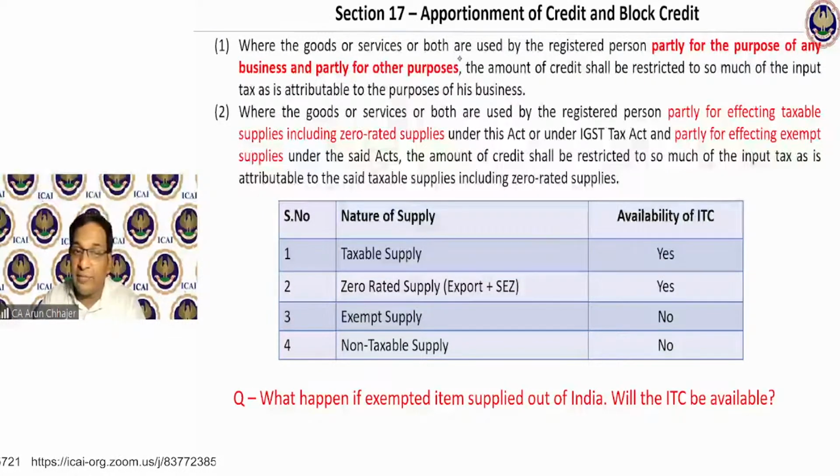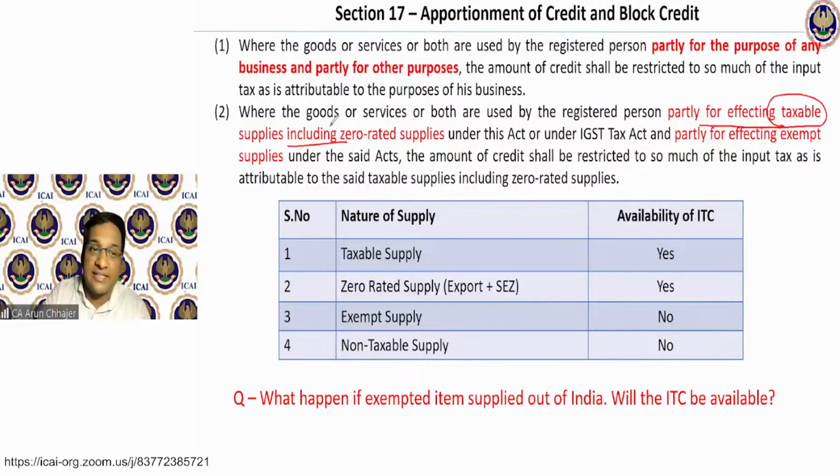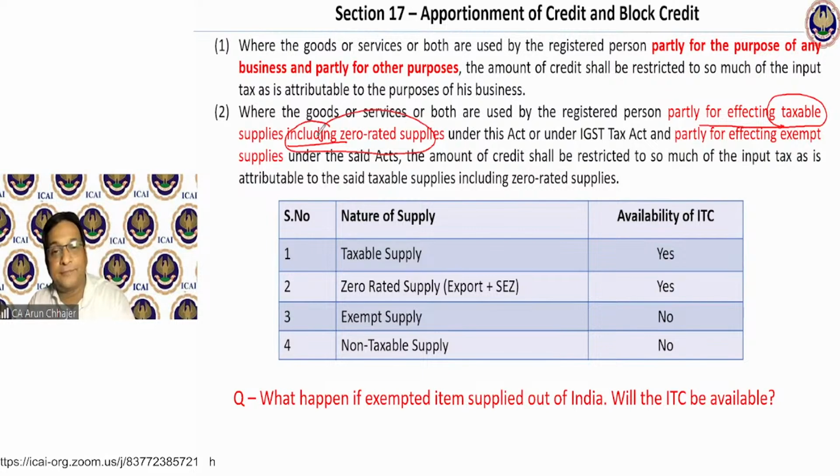Will the zero rated be considered as exempt supply? No. Zero rated supply is considered as taxable supply. So no reversal is required. Correct.